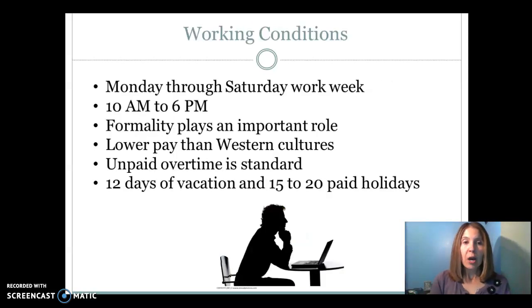Working conditions in India, the typical work week is Monday through Saturday, work hours from 10 a.m. to 6 p.m. The business work setting is usually very formal. You address your coworkers by their titles. Wages in India are typically lower than what you would find in Western cultures. Unpaid overtime is very typical in the workplace in India, but you can find typically a minimum of 12 vacation days, and there are 15 to 20 nationally paid holidays in India.